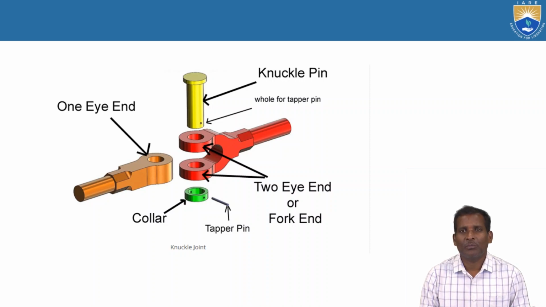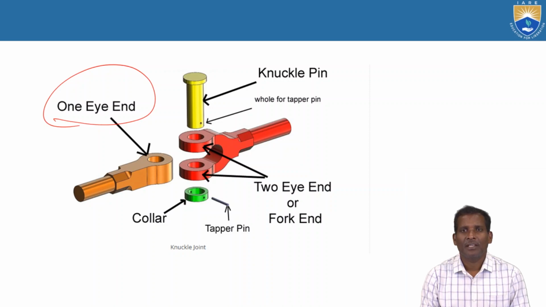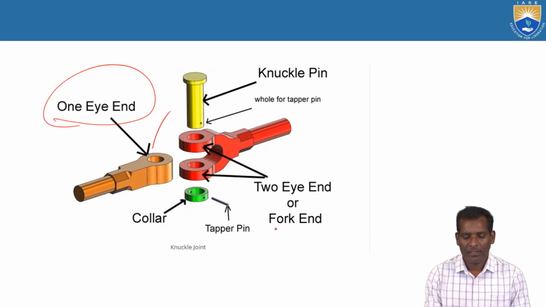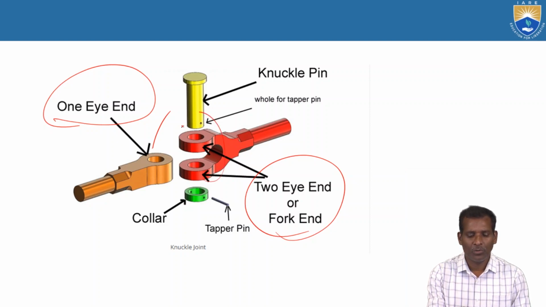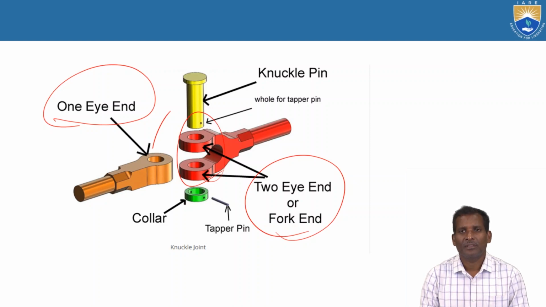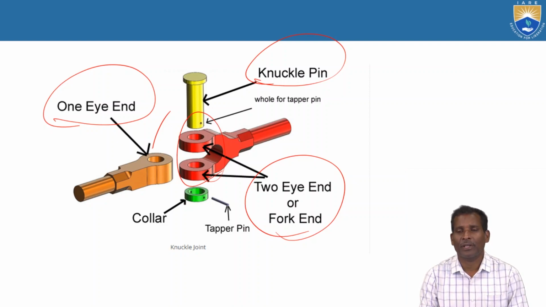In the knuckle joint, the important components are: one eye end having an outer diameter and inner diameter, and some thickness. Similarly, the other end is the fork end. The two-eye end is called the fork end. Here this rod has two eye shaped ends having outer diameter and inner diameter. All dimensions we have already discussed in the design of the knuckle joint. And here the other part is the knuckle pin. The knuckle pin is inserted into this two-eye end rod or fork end.